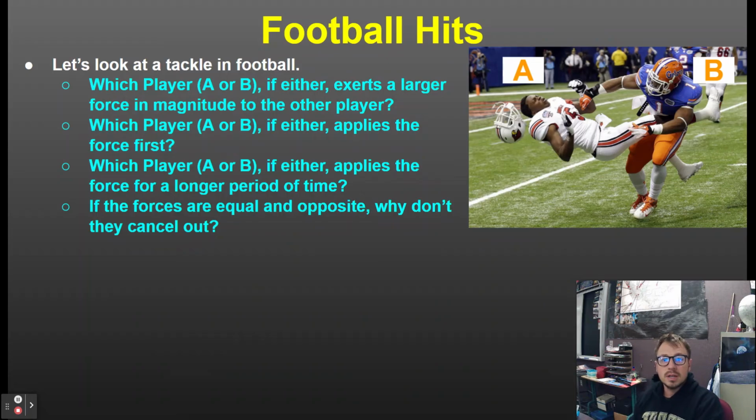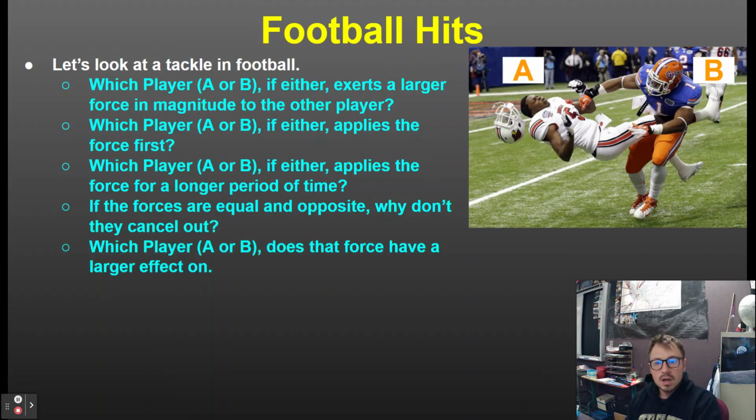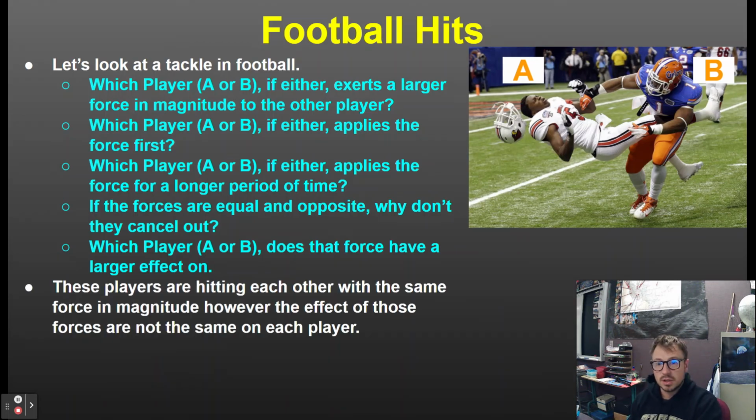Now, if the forces are equal and opposite, why don't they cancel out? They're being applied to two different objects. One's being applied to player A, one's being applied to player B. Which player does that force have a larger effect on? So you can just look at this and say, okay, the effect is going to be larger on player A because, well, his helmet's coming off and he's falling down.